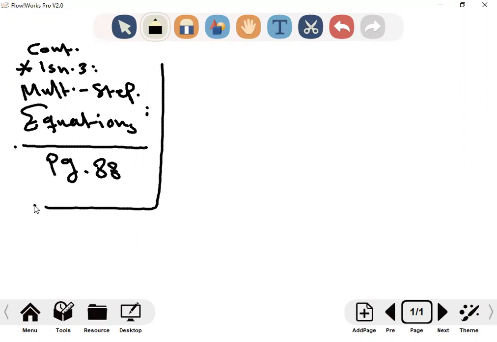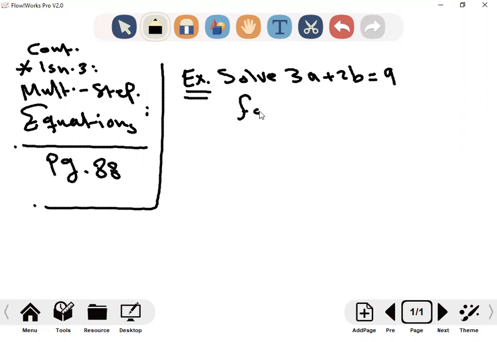Now, the last idea we stopped at was to solve an equation for a variable, right? I will give you an extra example about it. So use your copy book. Example: solve 3a plus 2b equals 9 for b.